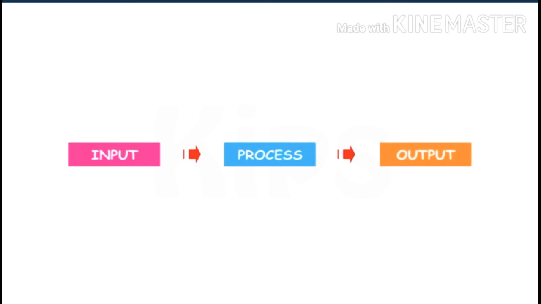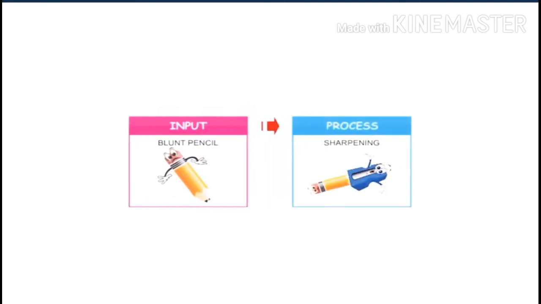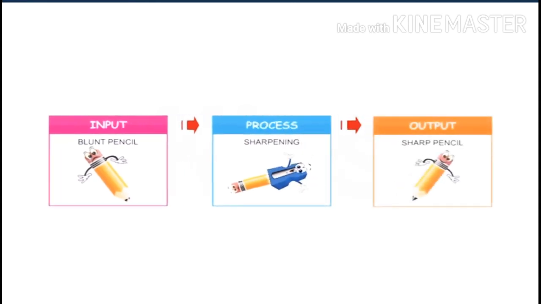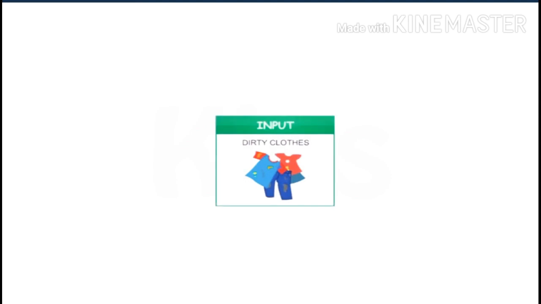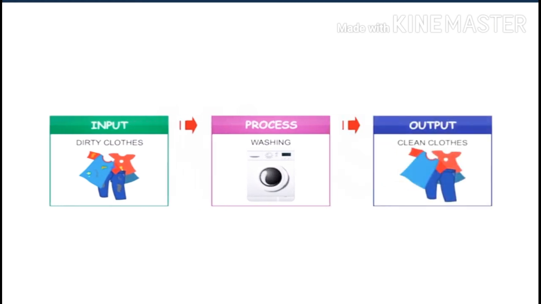Suppose, let us take an example to understand the basic steps of a computer. Suppose a blunt pencil is an input, process would be sharpening, and sharp pencil will be an output. Let us take another example. If dirty clothes are input, process is washing clothes and output is clean clothes.